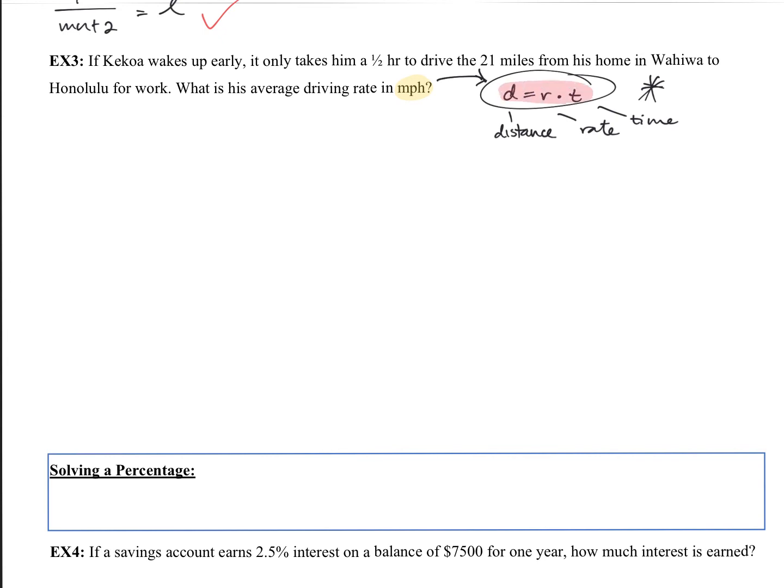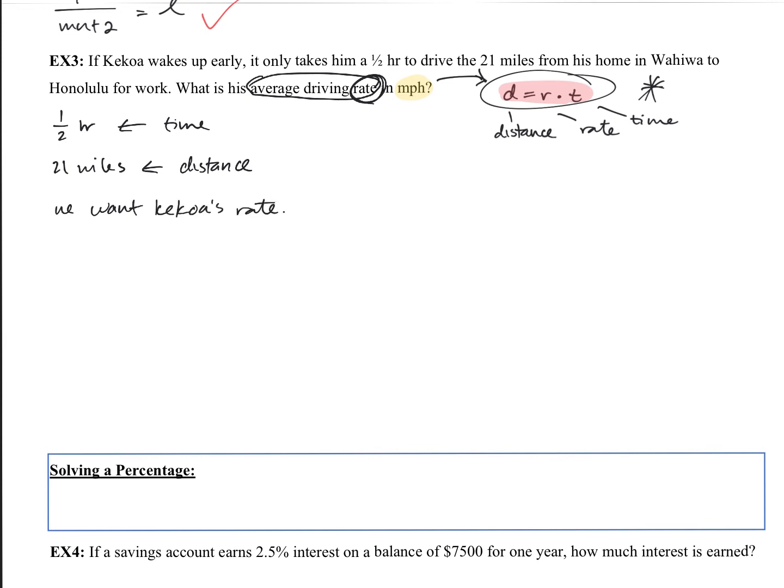Let's see, what am I given though in this problem? I am told it takes him a half hour, so half hour and 21 miles. So I'm given half hour is time, right? And I'm told the distance, and what do I want to find? I want to find his average driving rate, or another way to say that is rate. So we want Keikoa's rate. Okay, we can definitely use our formula because we have the distance and we have the time, which means we can solve for rate. So let's go ahead and write down our formula.